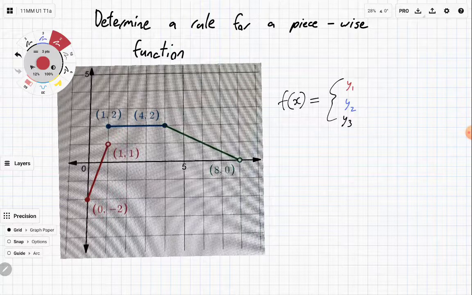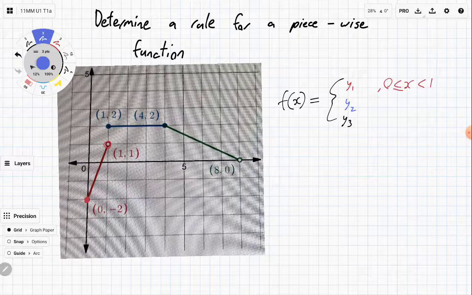The domain of the red part is between 0 and 1. In particular, though, it's a hollow point at 1, but a solid point at 0. So I can say x is between 0 and 1, but it is a solid point at 0. It's a hollow point at 1. So that's going to be my bracketing. Let's do the blue one next.